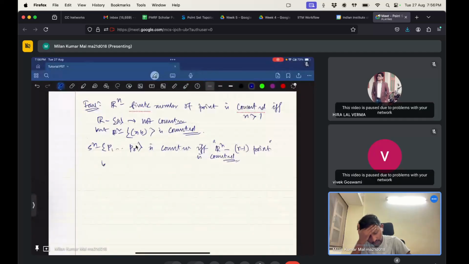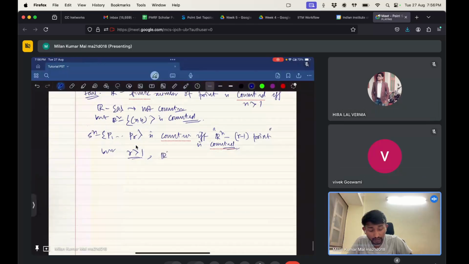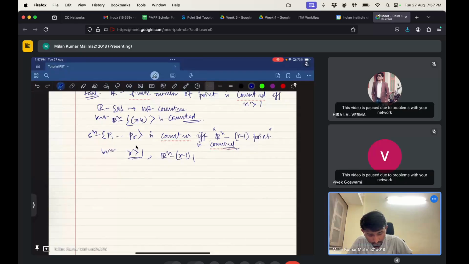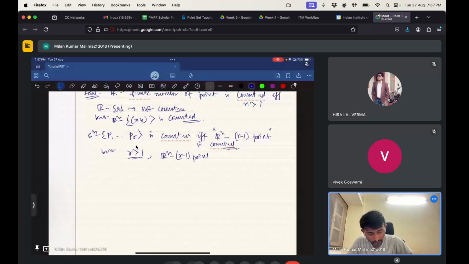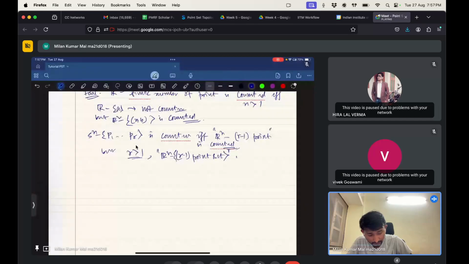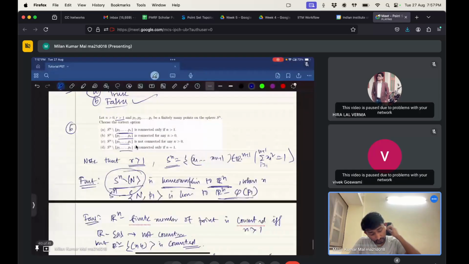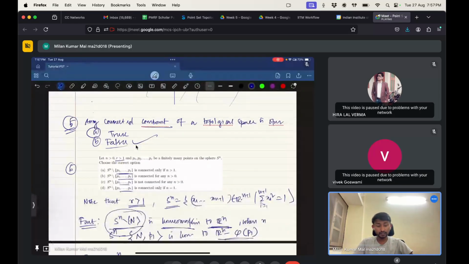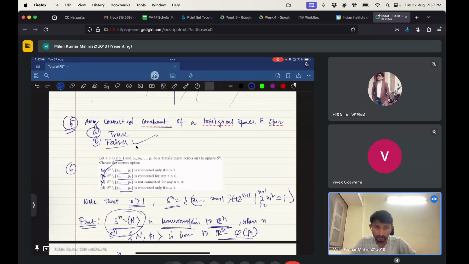But r is greater than 1, so r minus 1 is a positive integer, so R to the power n minus r minus 1 points, this set is connected if and only if n is greater than 1. So that's why only if n greater than 1 it is connected. n greater than 0 is not correct, and not connected is false, because I can take n greater than 2, and connected only if n equals 1 is also false. Is it clear?